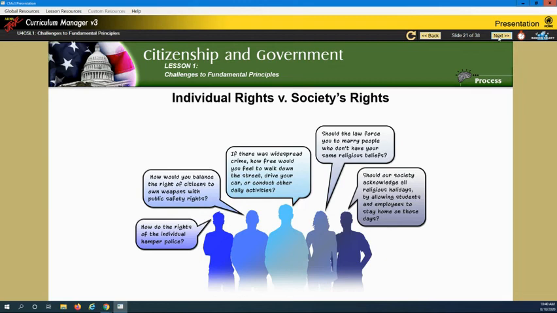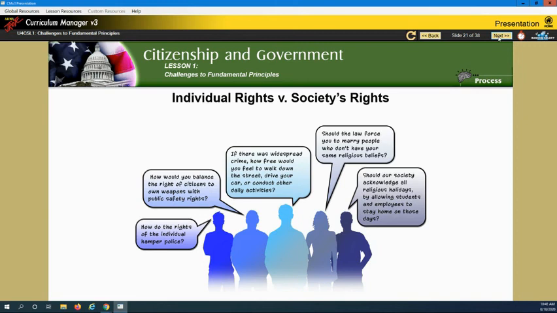How would you balance the right of citizens to own weapons with public safety rights? There is a very solid concealed carry class system in America. There is a background check. I know when I did mine, they checked about 7 different hospitals to make sure I was mentally sound enough to have a concealed carry permit.